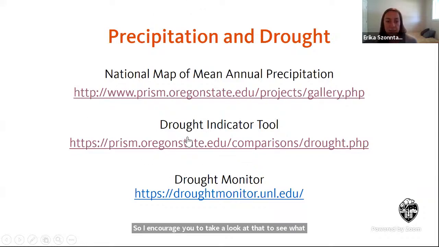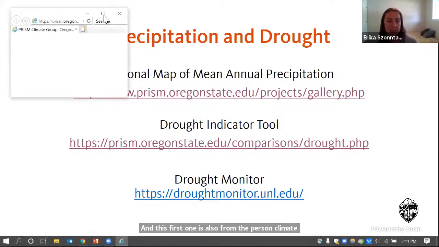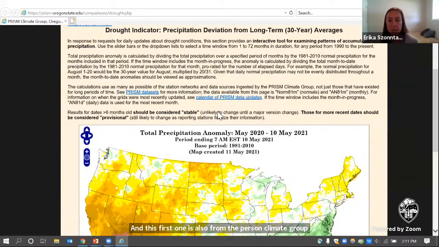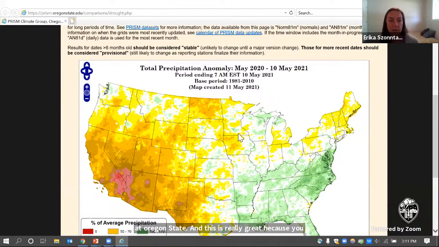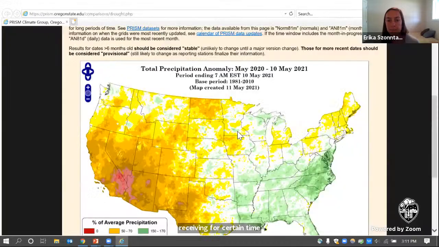And then there are these two drought indicator tools. This first one is also from the PRISM Climate Group at Oregon State. And this is really great because you can see how much total precipitation of average you're receiving for a certain time period.